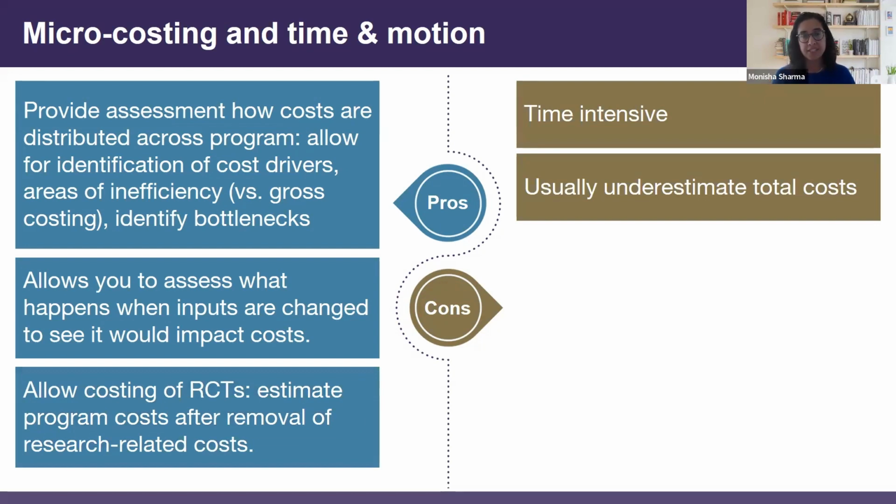Some of the cons are that it's resource intensive, and it often underestimates total cost. So if you just take the total cost and divide it by the number of people seen, that's the cost, but you're usually missing something, no matter how detail-oriented you've been.